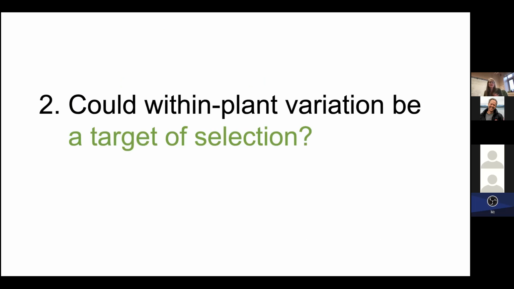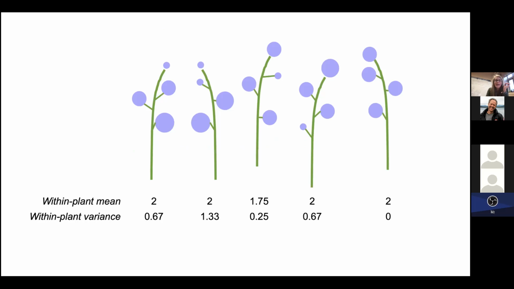All right, so we're going to move from thinking about whether within plant variation could be an agent of selection to thinking about whether it could be a target of selection. So rather than being the thing that changes the environment to drive selection on other traits, is within plant variation itself affecting the fitness of an individual? Now, I said earlier in my talk that within plant variation is often viewed as an impediment to selection on organ level traits. And the reason why that's true is pretty clear.